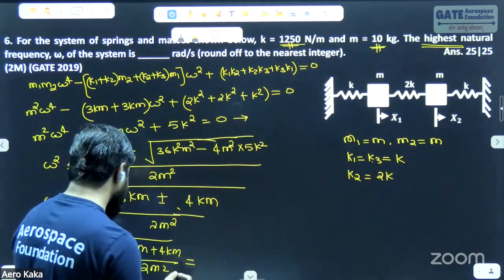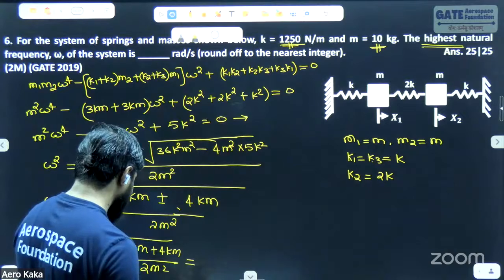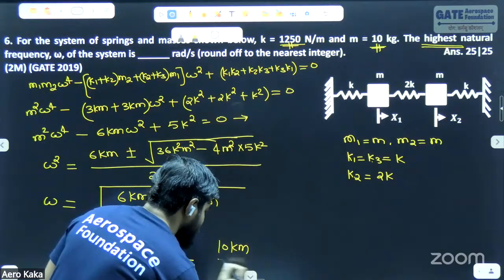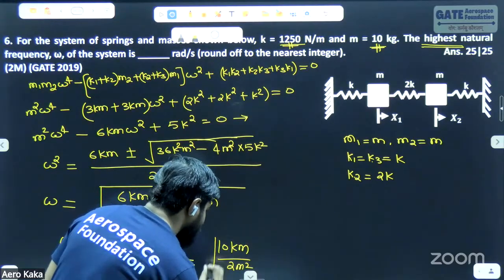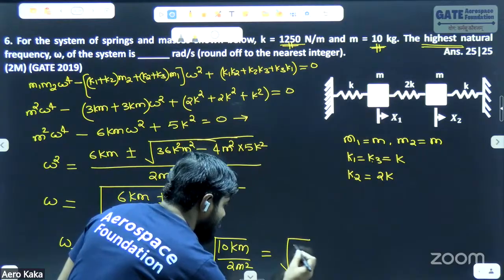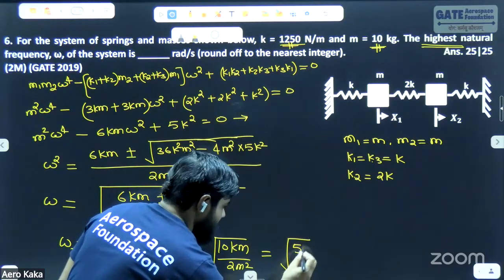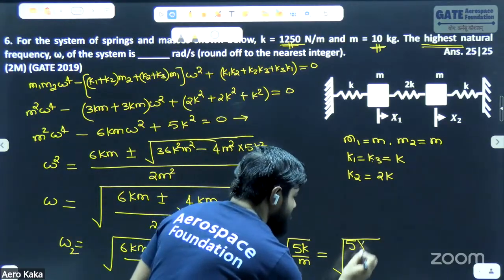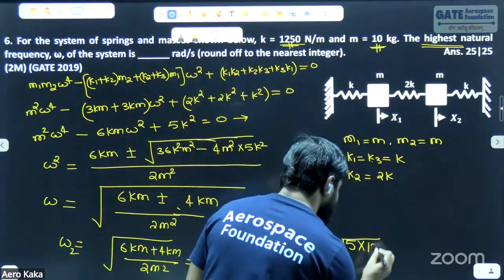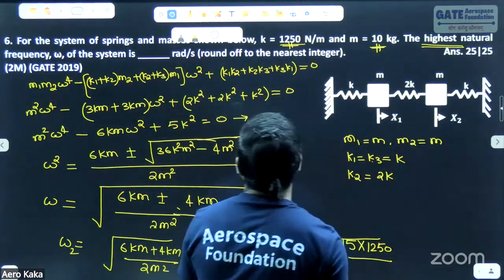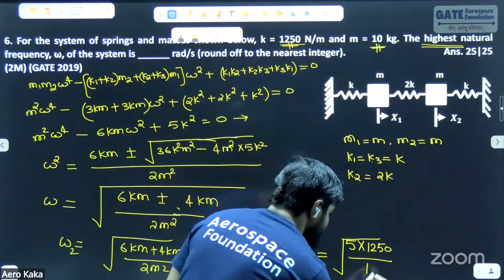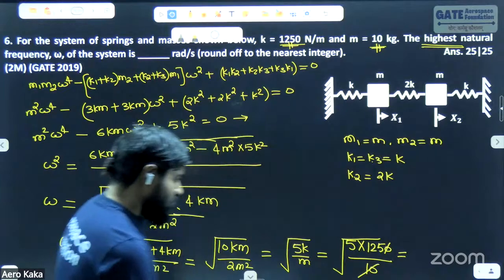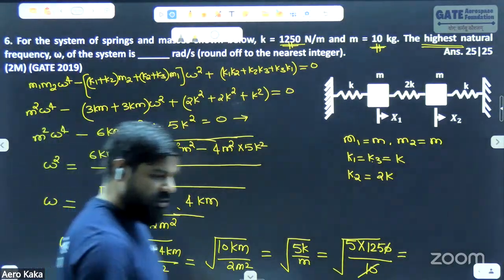It is going to be 10KM divided by 2M square, root of this particular value. It means that I'm getting root of 5K by M. Are you getting this one? Okay, substitute the value if you want to solve like this. K is 1250, right? And M is 10. Okay, 0 and 0 is gone. It means 125 into 5. How much will you get?